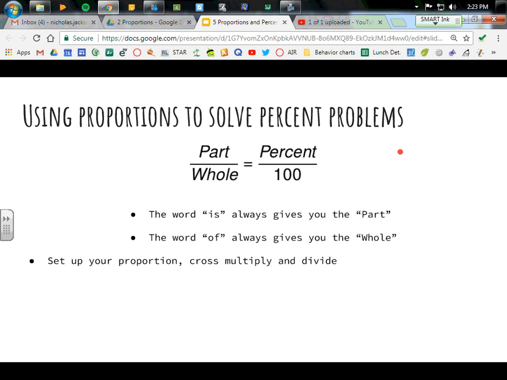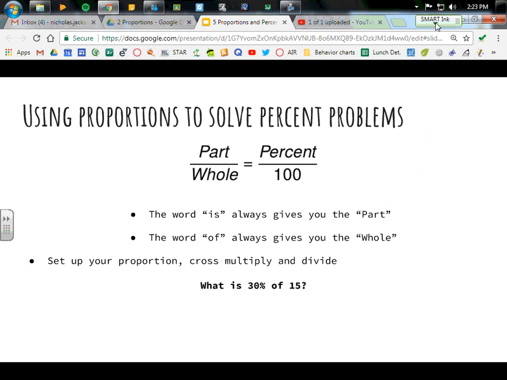Some important things to remember, because we're going to be looking at a few word problems. The word "is" in your problem will always be associated with the part, and the word "of" will always be associated with the whole. And in order to solve your proportion, like I said, we cross multiply and we divide.